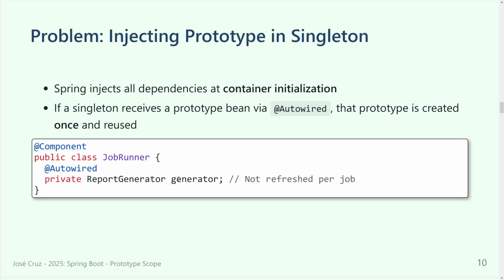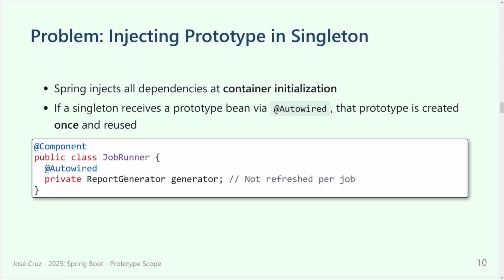Okay, unless this is stateless. But if it's stateless, there is no reason to be a prototype. Maybe it should be a singleton report generator. So always think about, okay, this one is prototype, this is singleton. Should this one be prototype? Maybe I'm not defining it correctly.